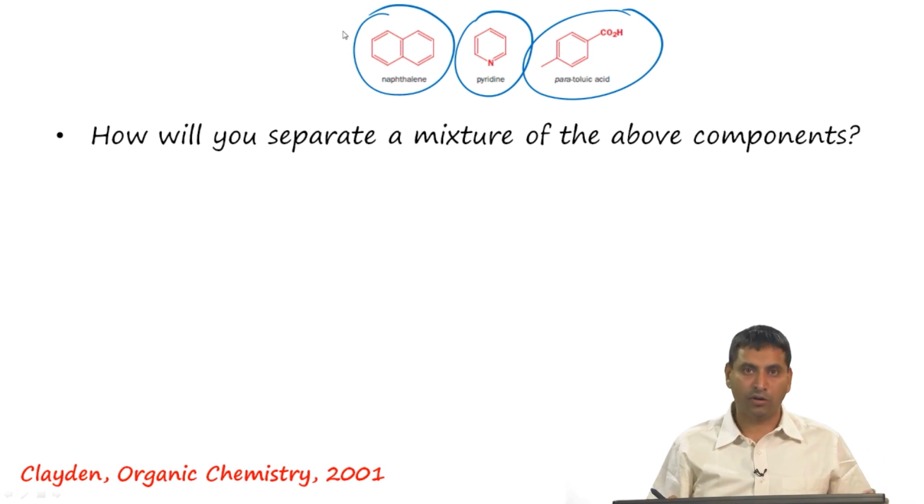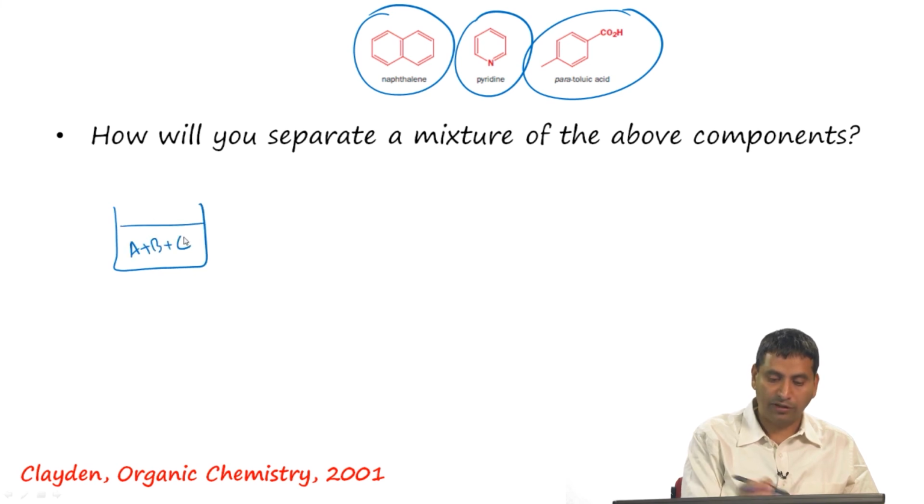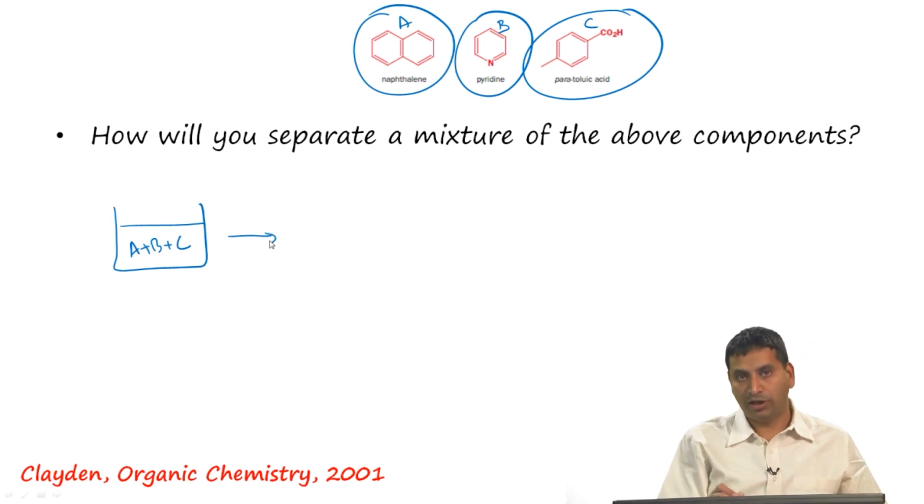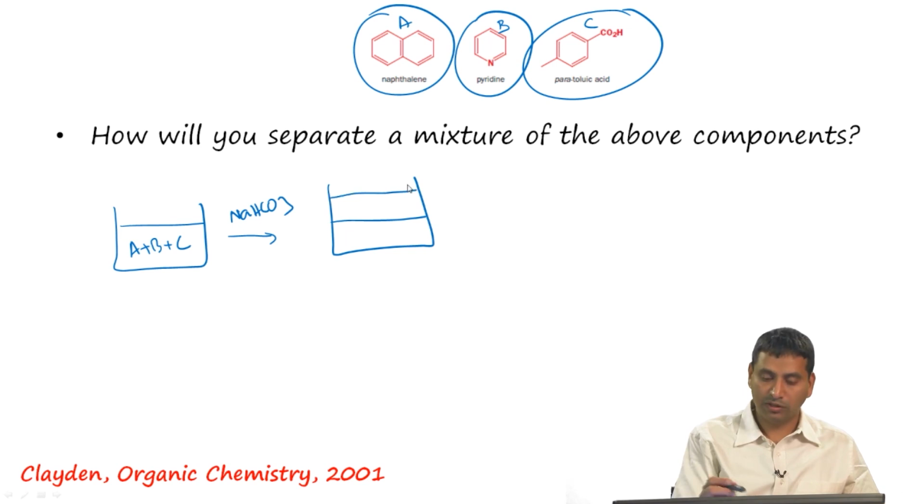dissolve this in an organic medium. So, in this organic medium, you will have all three components A plus B plus C. Let us call this as A, let us call this as B, and let us call this as C. Now, let us say, to begin with, wash it with sodium bicarbonate, then you have the aqueous layer below, the organic layer above.